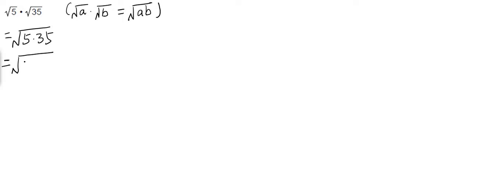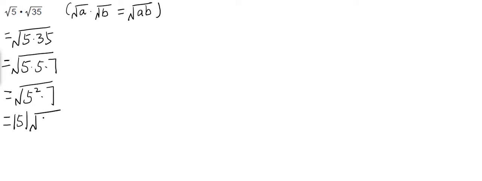factor 35. For 35, we can write it as 5 times 7. And we can easily get 5 squared times 7. Then we can follow the formula we learned before: the 5 squared we can move outside, because the square root of 5 squared is the absolute value of 5, times square root of 7. And the result should be 5 times square root of 7.